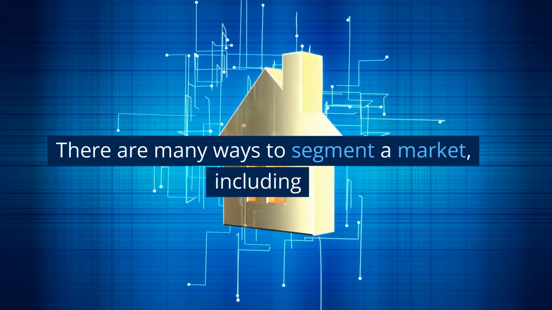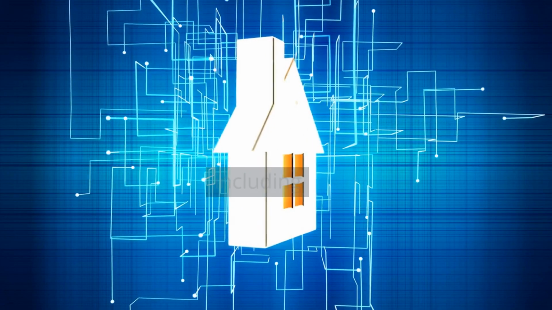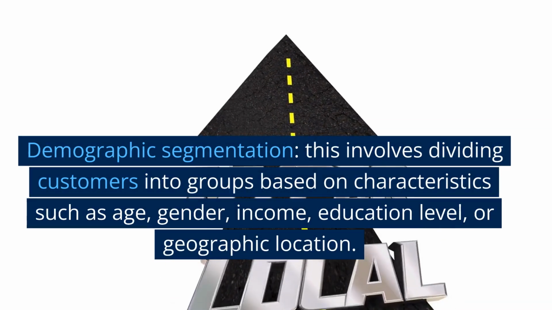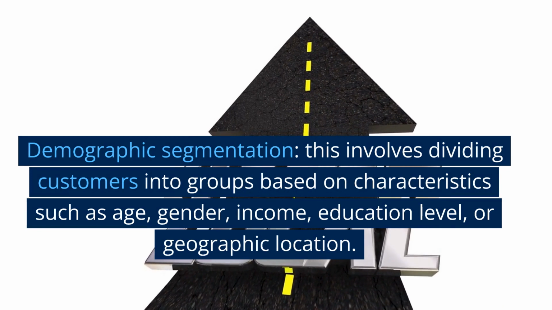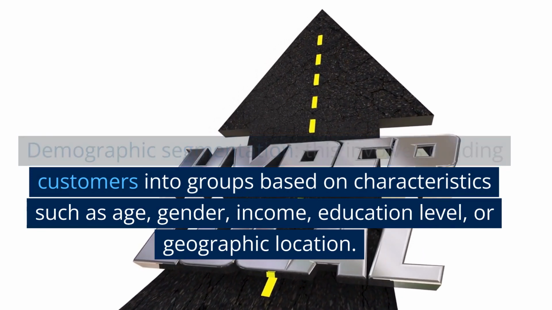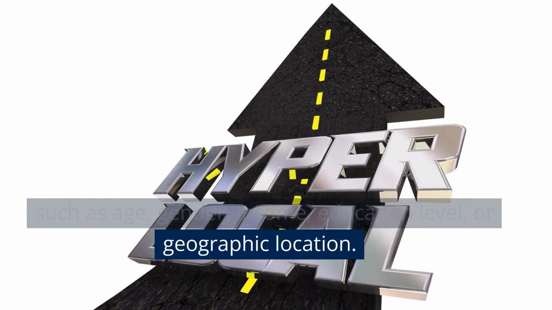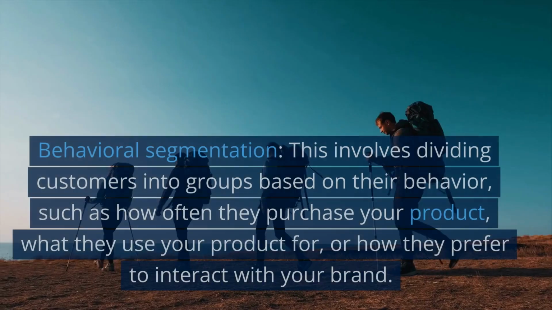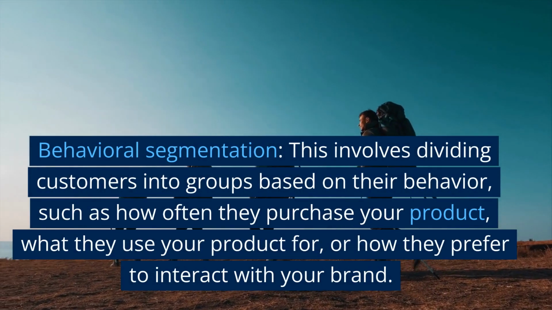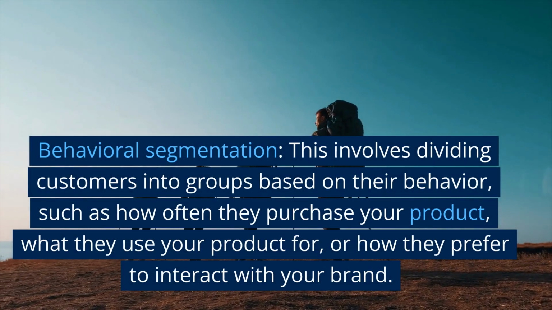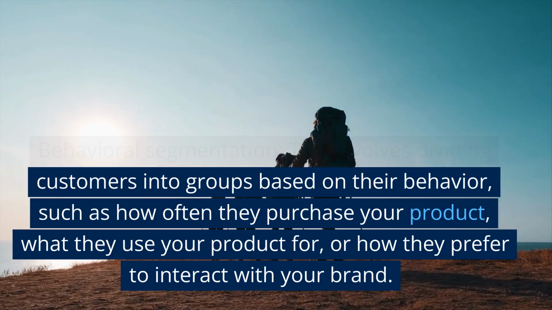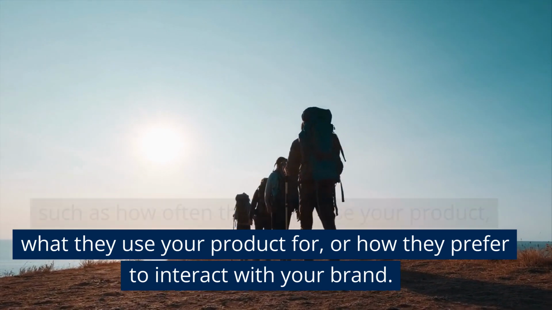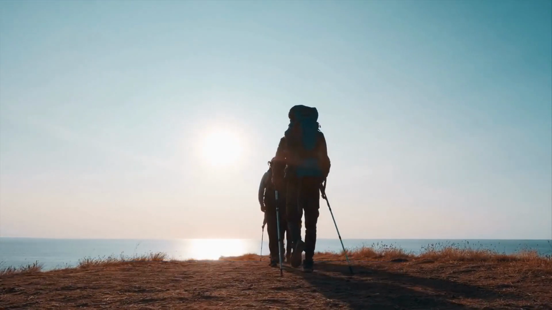There are many ways to segment a market, including demographic segmentation. This involves dividing customers into groups based on characteristics such as age, gender, income, education level, or geographic location. Behavioral segmentation. This involves dividing customers into groups based on their behavior, such as how often they purchase your product, what they use your product for, or how they prefer to interact with your brand.